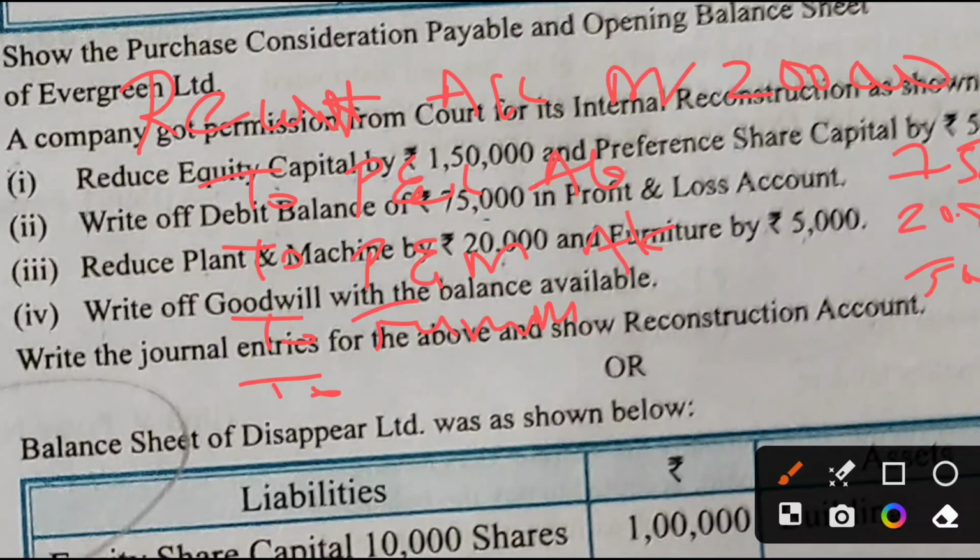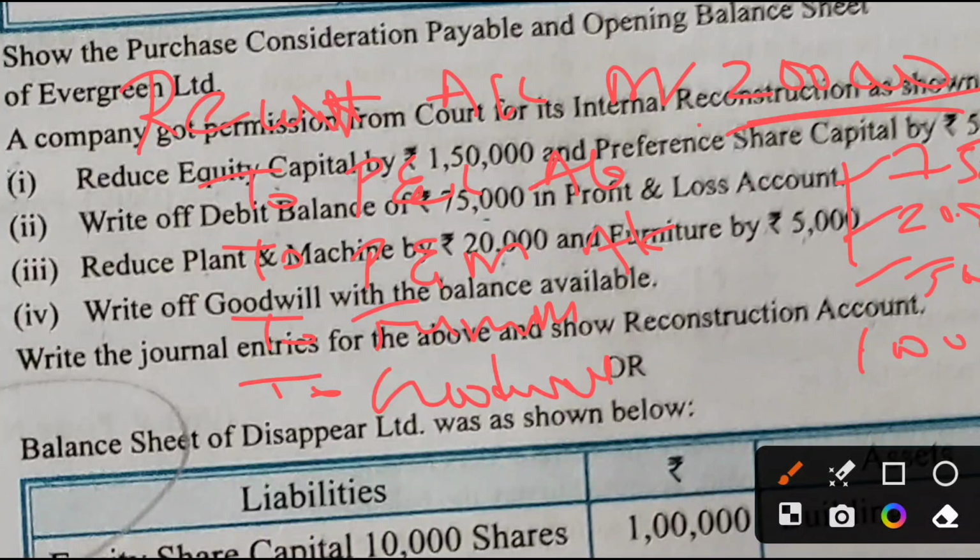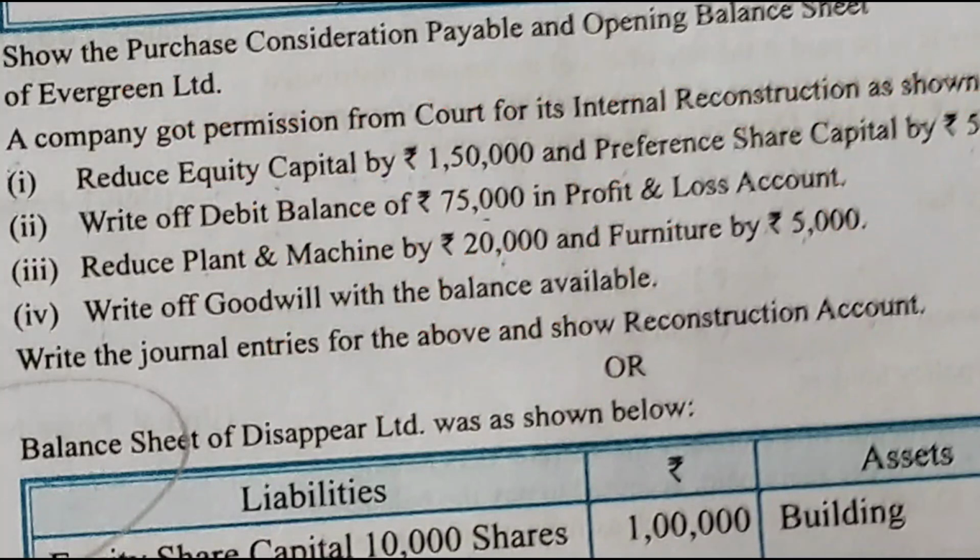To goodwill, the balance. Out of this 2 lakhs, 75,000 plus 20,000 is 95,000, plus 5,000, totally 1 lakh. So out of 2 lakhs, if you deduct these three, the remaining balance will be for goodwill. So goodwill account is 1 lakh, because 2 lakhs minus this 1 lakh leaves 1 lakh. This will be your balancing figure to write off the goodwill. This is how you need to do it.